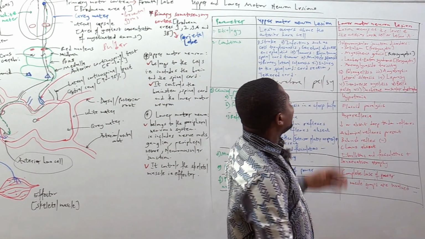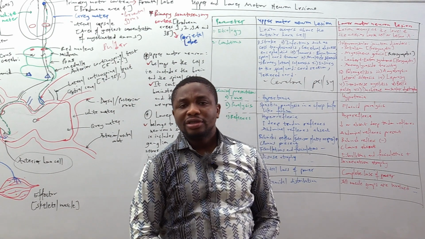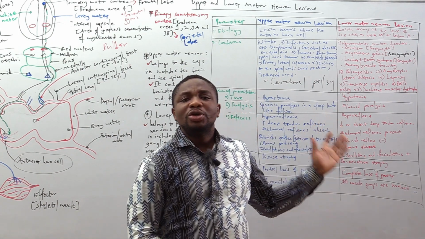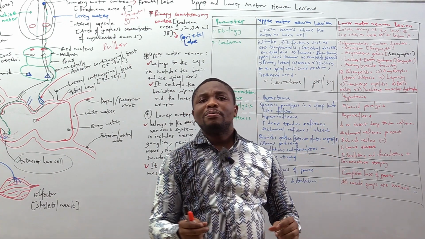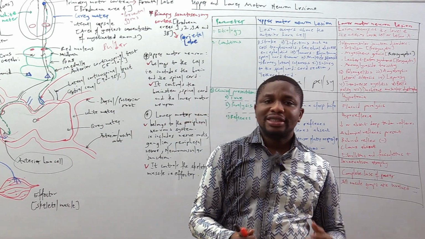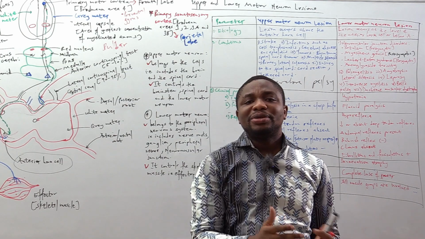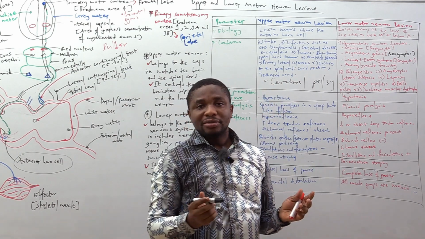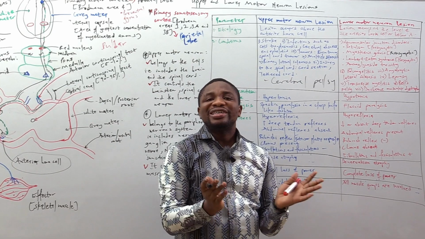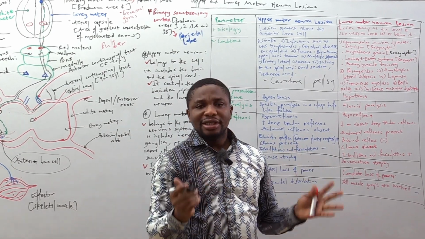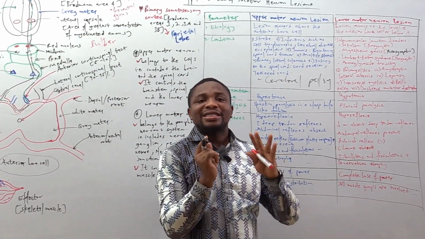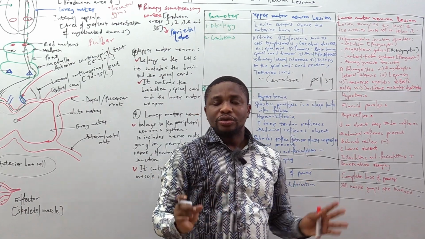What of the lower motor neuron lesions? For the lower motor neuron lesions, we can think of neuromuscular junction disorders. What are we looking at? Under that, we can think of botulism. And for botulism, you should know that it's a presynaptic disorder. The disorder is in the presynaptic zone.